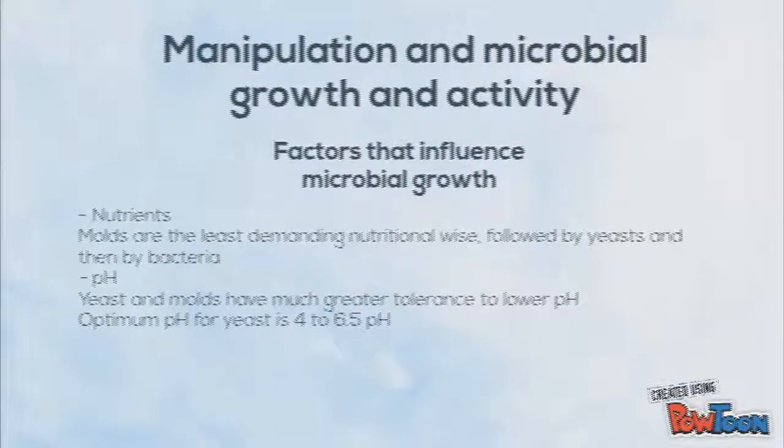Manipulation of microbial growth and activity. Factors that influence microbial growth. Nutrition. Molds are the least demanding nutritionally, followed by yeast and then bacteria. Second, pH. Yeast and mold have much greater tolerance to lower pH. The optimum pH for yeast is 4 to 6.5.